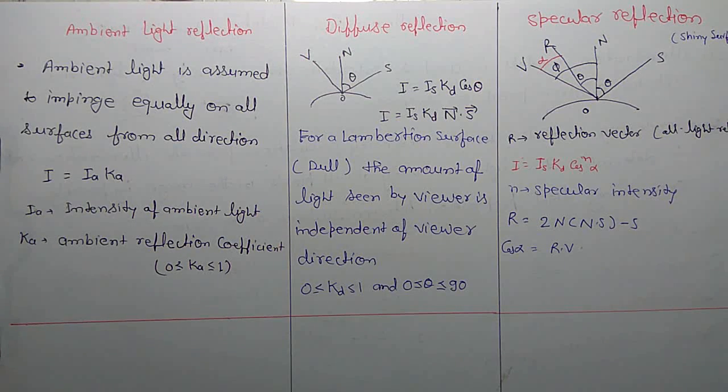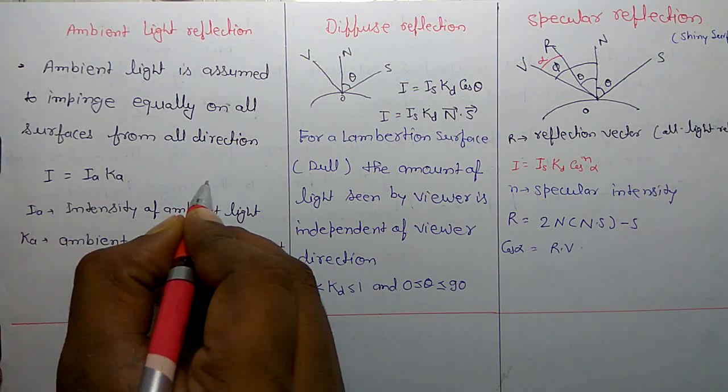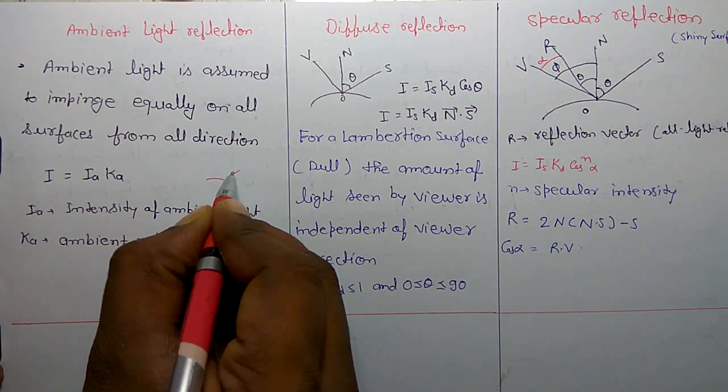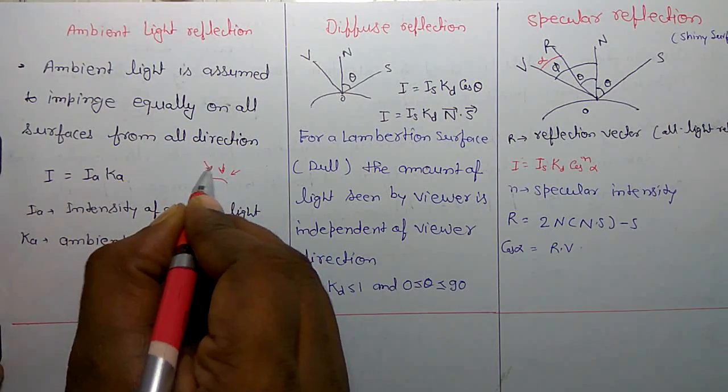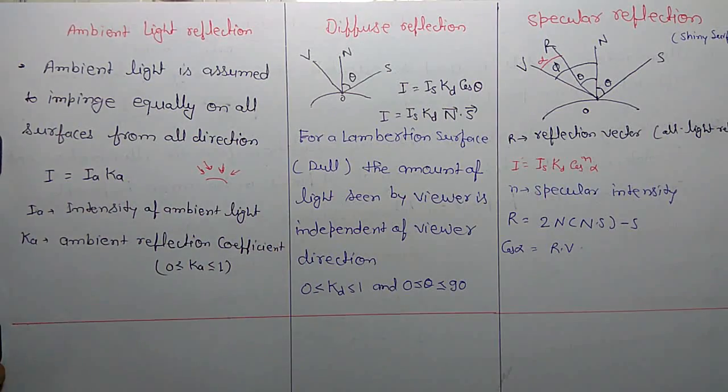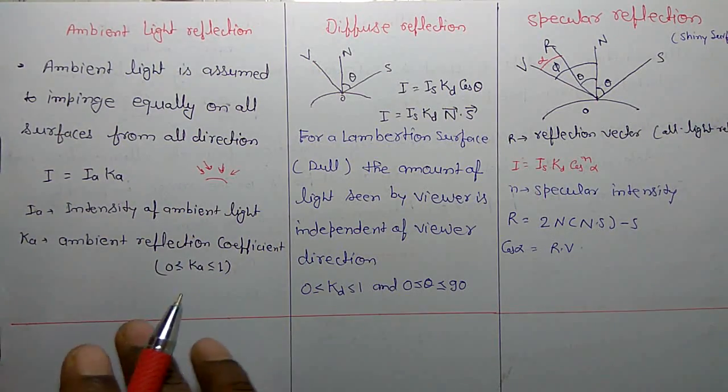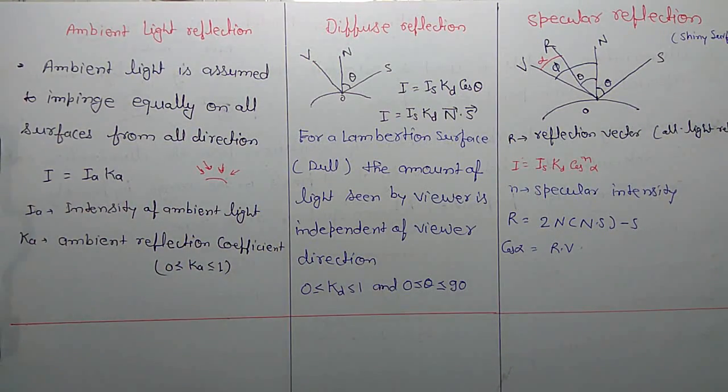Today we are going to learn ambient light reflection, diffuse reflection and specular reflection in the illumination model. Ambient light means the surface is getting light from various reflected sources. For example, in your room at daytime you switch off your light, but still you are getting light in the room from different reflected places.